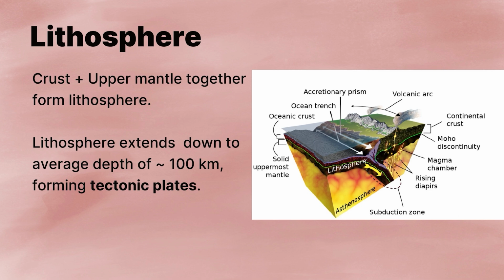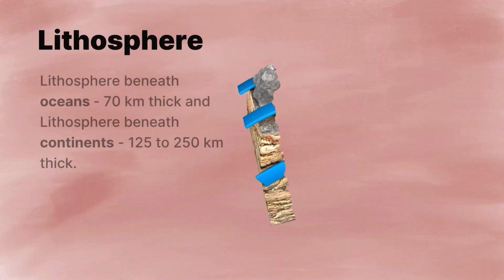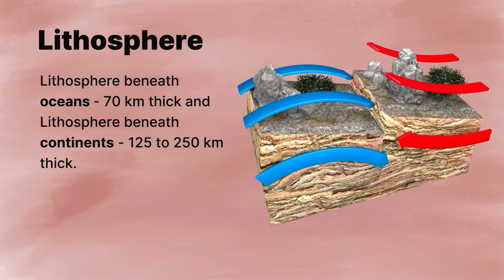The lithosphere, which is called crust plus upper mantle, together form the lithosphere. The lithosphere extends down to an average depth of 100 kilometers, forming tectonic plates. As I said earlier also, the lithosphere plays a very important, vital role in plate tectonic movements. Lithosphere beneath the ocean is 70 kilometers, rather thinner compared to the continental crust. Lithosphere beneath the continent is 125 km to 250 km, which is quite thicker here.